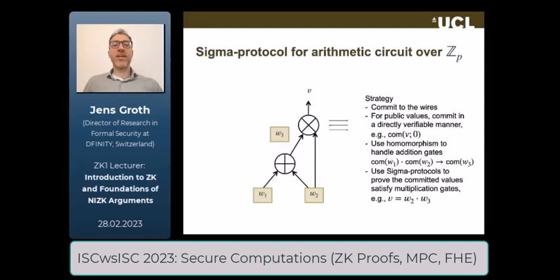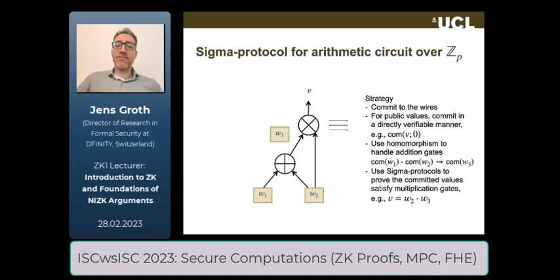Okay, so what is the strategy to prove that we have a satisfied arithmetic circuit with this? Suppose we have a circuit, and we want to prove that it outputs V. The strategy is we will use Pedersen commitments to commit to every wire, right? And because the Pedersen commitment is hiding, those commitments are not going to reveal anything about the witness.